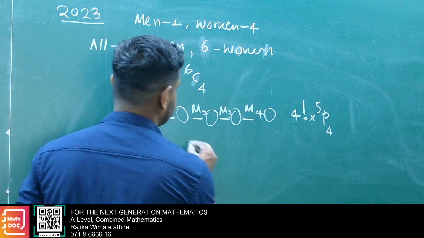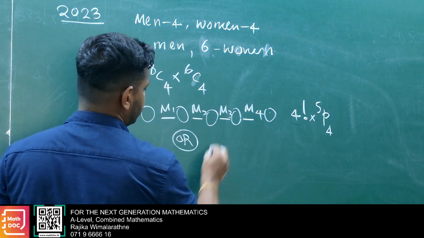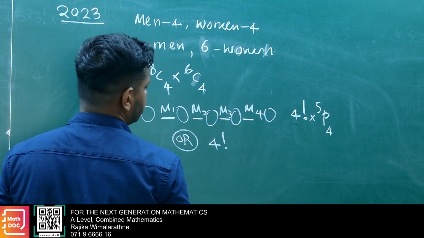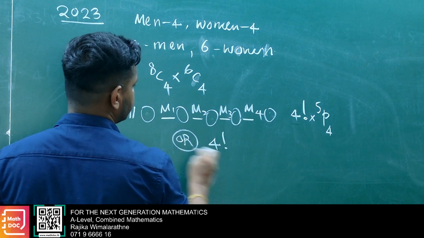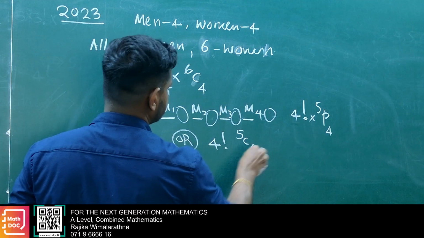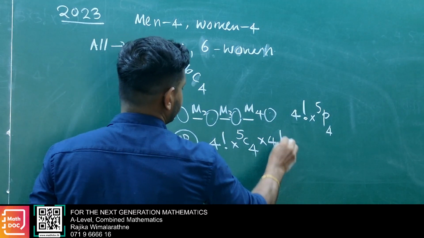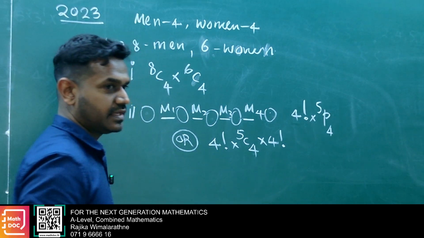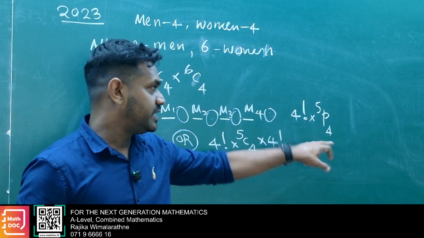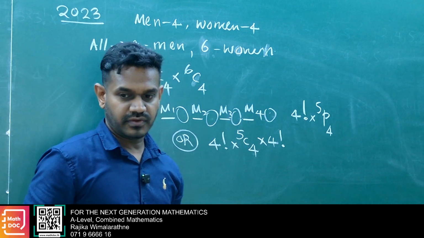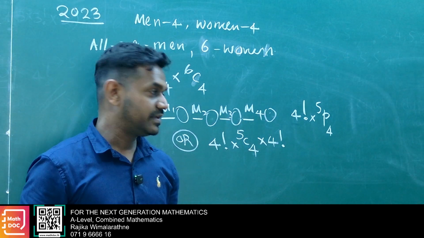Or otherwise you can do it this way. First arrange men, then you select from the 5 spaces, 5C4, select 4 spaces. Now we have 4 women, arrange them. It's also possible. Both are the same: 5P4, 5C4 times 4 factorial, all are the same. Very simple question.